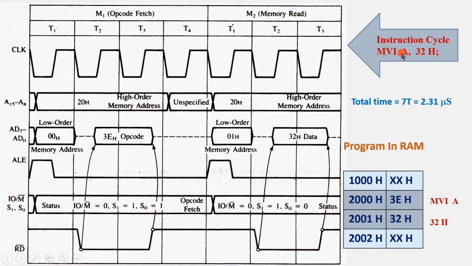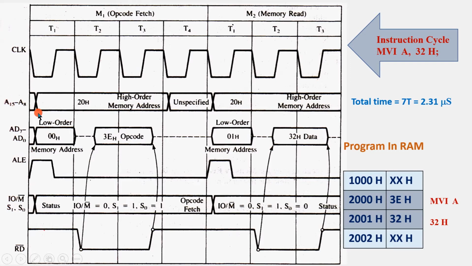So there is an opcode for this: 3A. Move immediate, the opcode for that is 3E, and what is the data? 32. So here you can see this instruction, MVI A, 32, requires 2 bytes, and this instruction resides in the RAM, that is memory, and this timing diagram is for this instruction.